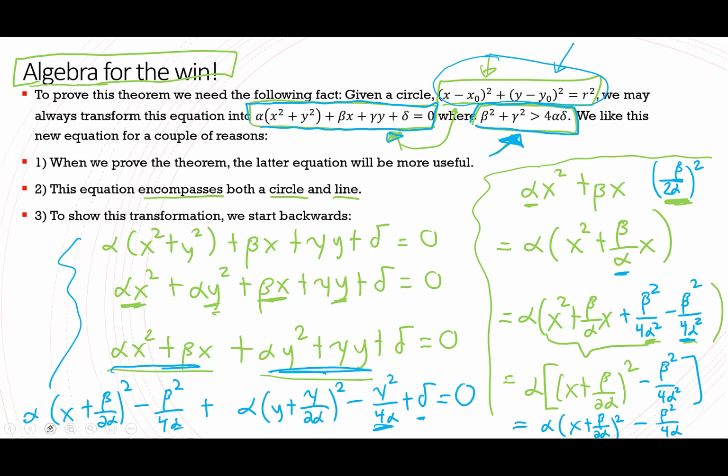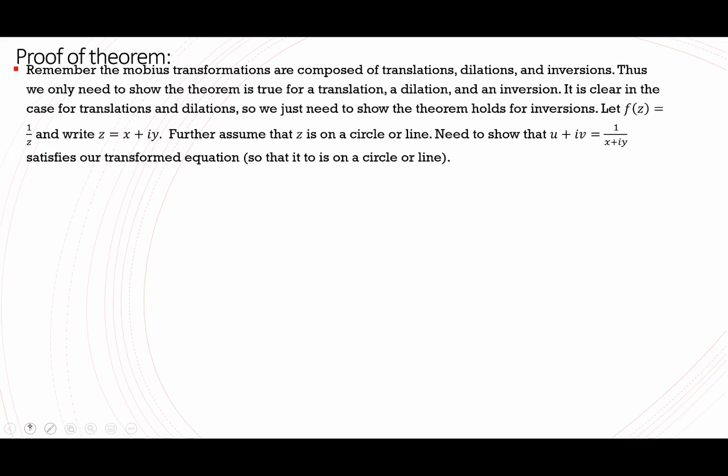Okay, so how does that help us with the proof? The proof of the theorem: remember, Mobius transformations are composed of translations, dilations, and inversions. Like we discussed earlier, translations are good because it's just a shift. Dilations are good because it's just a stretch or a compression. Inversions were the things we had a little more difficulty with. So the only thing we need to show is that this is true for inversions.